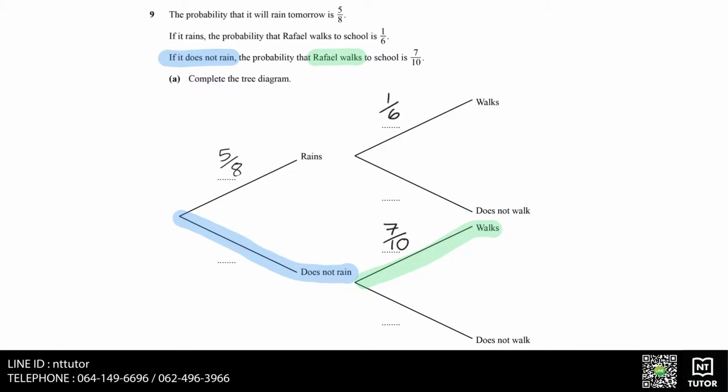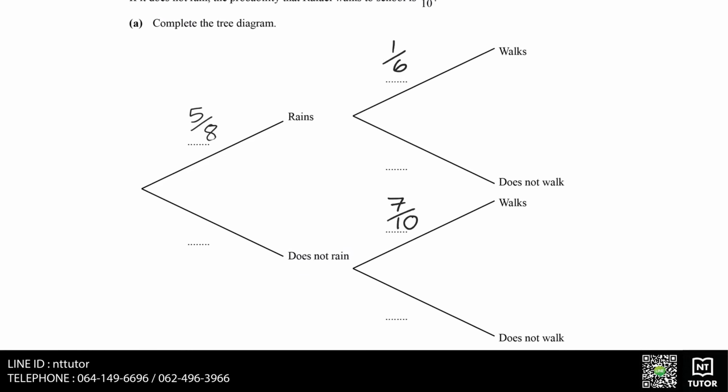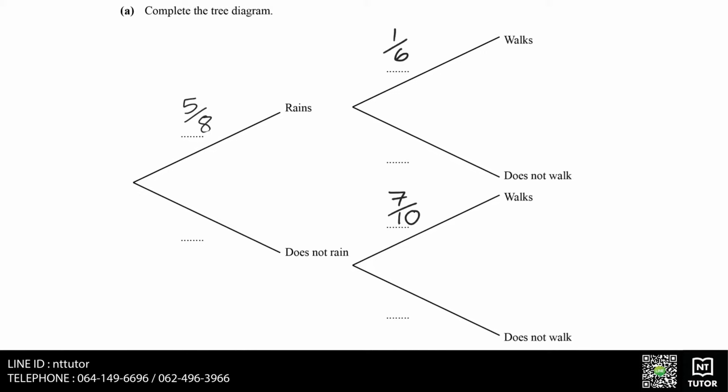Every time the tree diagram splits, the probability needs to add up to 1. Therefore, the probability that it rains plus the probability that it does not rain need to add up to 1. So the probability that it does not rain is 1 minus 5 over 8, which is 3 over 8.